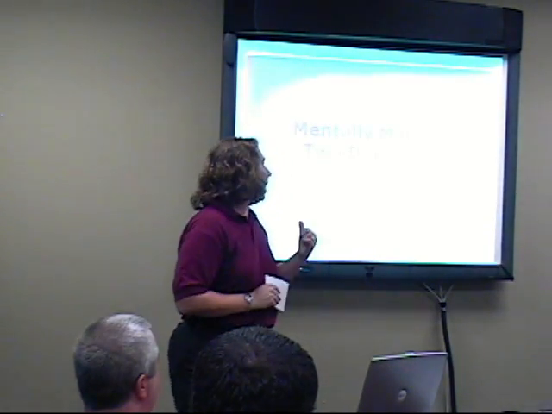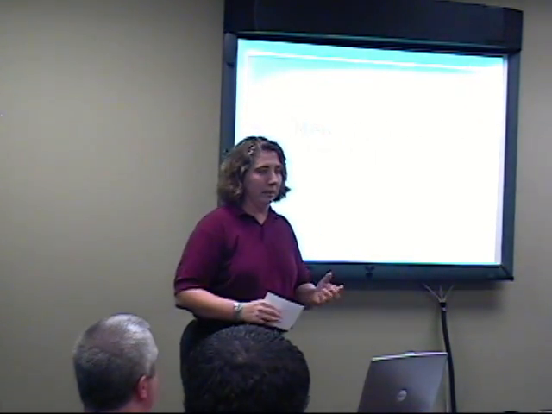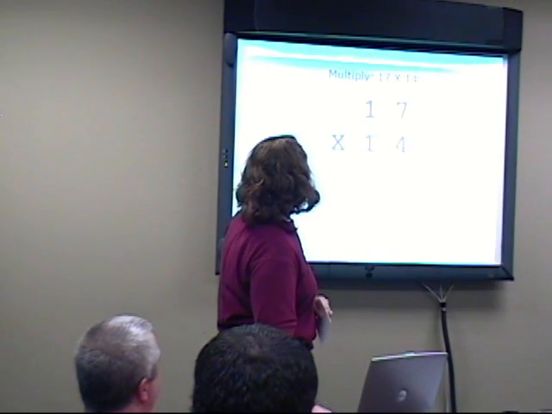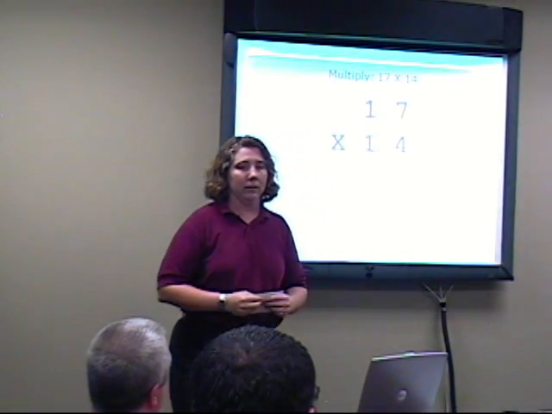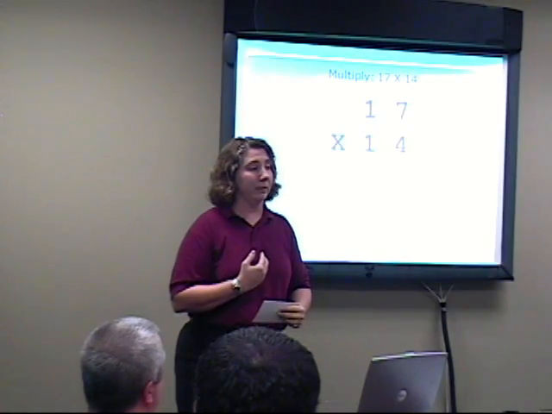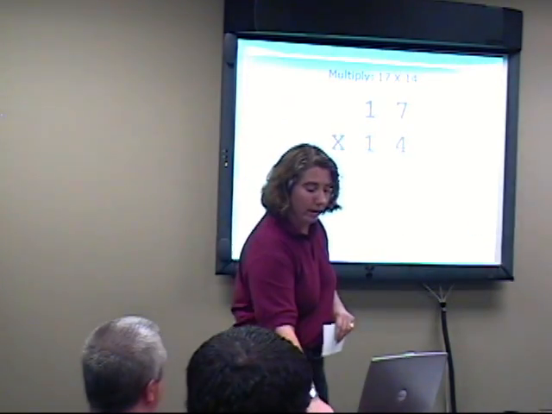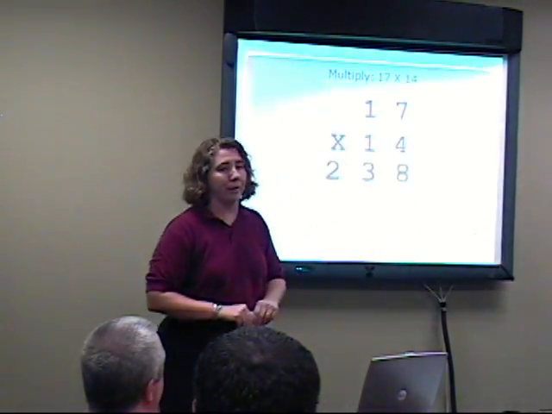First type we're going to do is how to mentally multiply two-digit numbers. And that sounds like a terrible thing, right? Alright, so let's take, for example, 17 times 14. Who knows right off the top of their head the answer to that? I know I don't. But using a quick little trick, I know that the answer is 238.